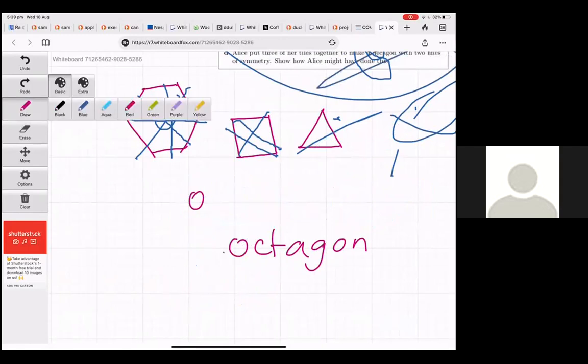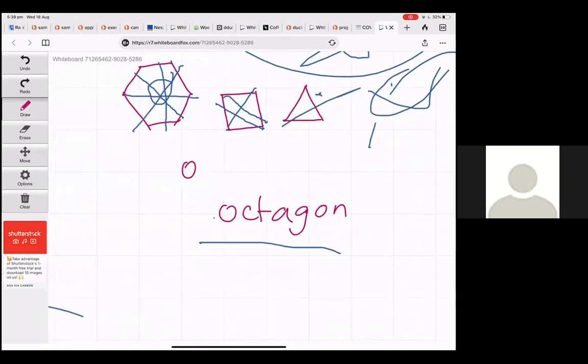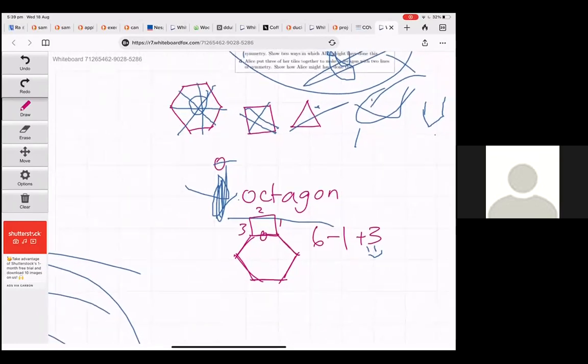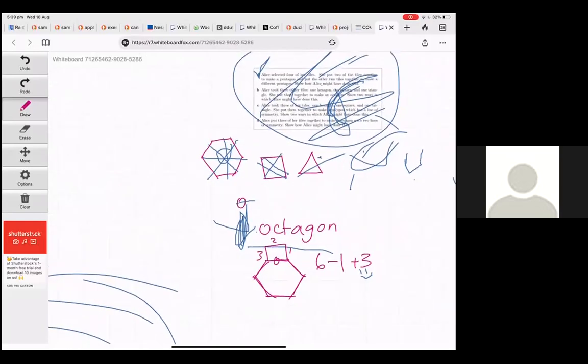Okay, all right, so let me just show you guys again. We already found in part A that if we put a square on top of a hexagon, we get 6 sides for the hexagon, but then we need to take away 1 because this edge has been lost. So that was one way we already saw.